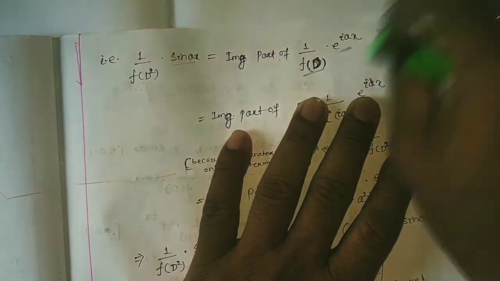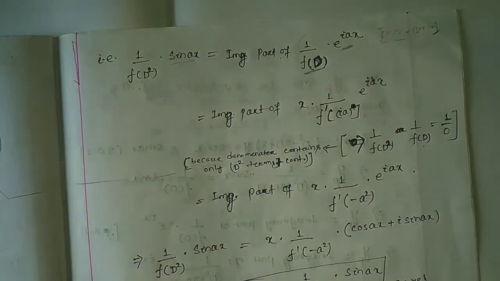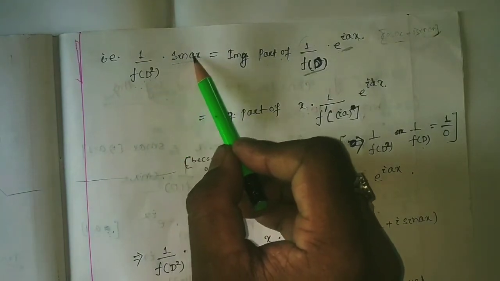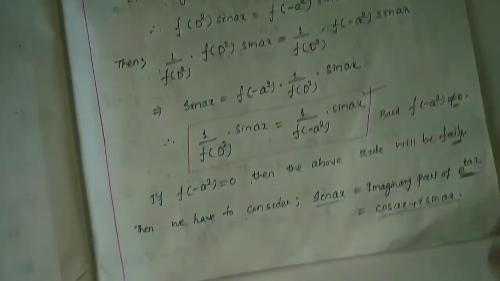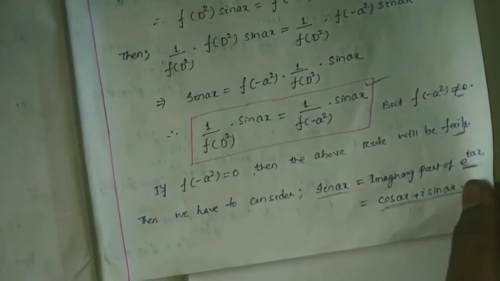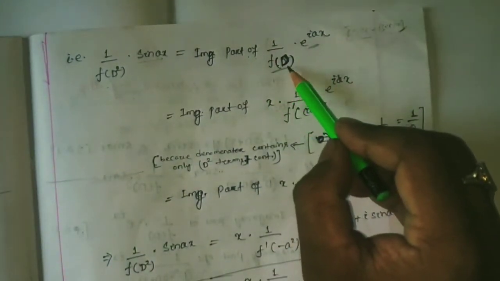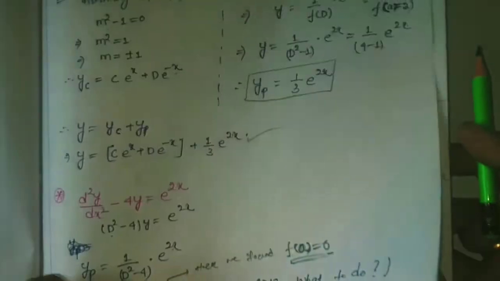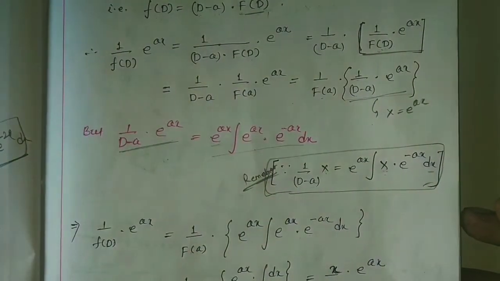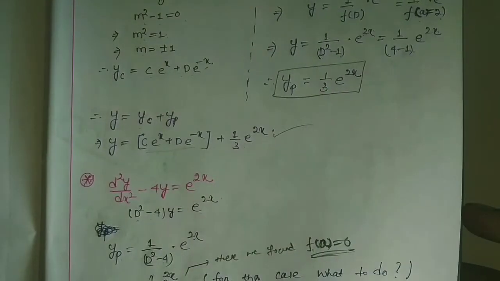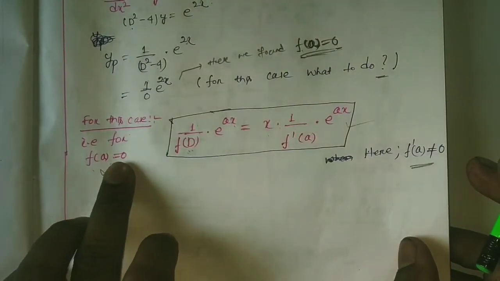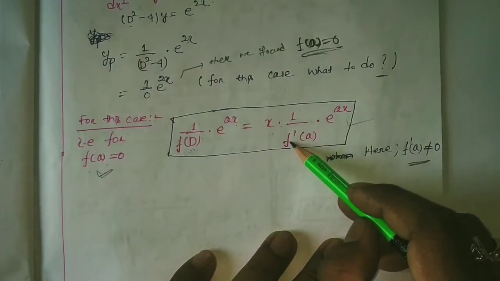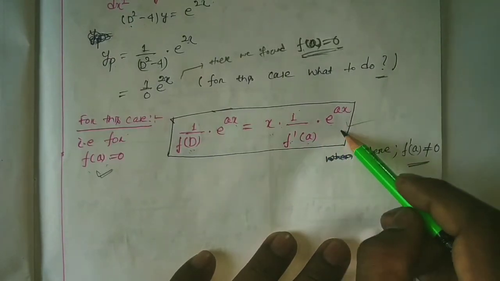So now here, 1 by f of D square sin ax, we are going to find out when this equals 0. That means f of minus a square equals 0. So if f of D equals 0 for e to the power iax, what do we have to do? Just recall that in the situation f of a equals 0, then 1 by f of D e to the power ax equals x into 1 by the first derivative at D equals a, e to the power ax. That we have already studied.